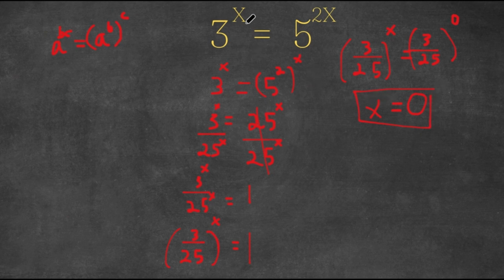Now, why don't we plug this in and check? We have 3 to the power of 0 equals 5 to the power of 2 times 0. 3 to the power of 0 is 1, and this equals 5 to the power of 2 times 0, which is 5 to the power of 0, which is 1. So this is 1 equals 1, so this is right, meaning our answer is x equals 0.